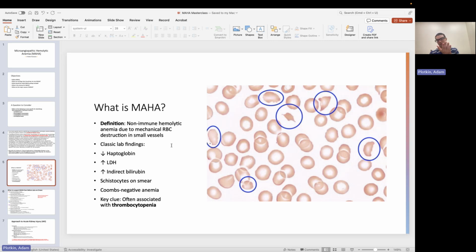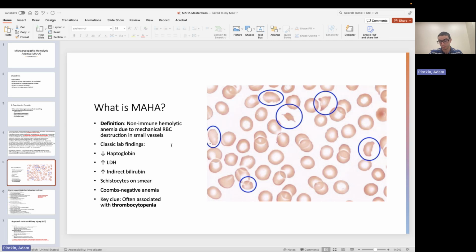So the red blood cells are going to get sheared across something, right? We're going to have to figure out what that something is. But when the red blood cells get sheared across, they're going to release a lot of their insides, right? Some of their insides include LDH, they include indirect bilirubin, right? So both of those are going to be elevated.